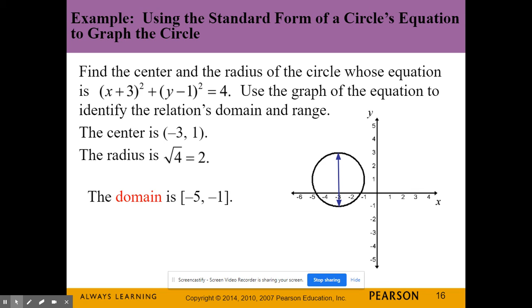Range, bottom to top. So how low does it go? How high does it go? The lowest point is negative 1, the highest point is 3. So the range is anywhere in between. And again, we're using brackets there because we're including the negative 1 and the 3.